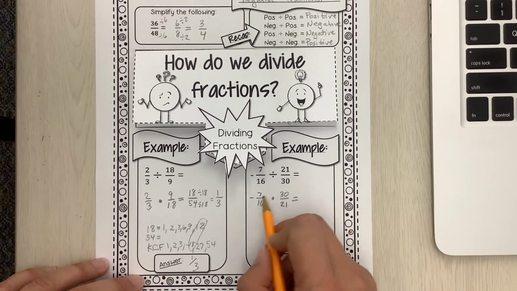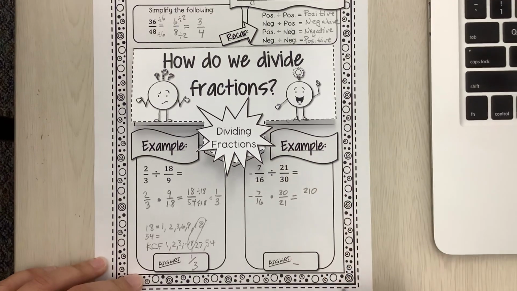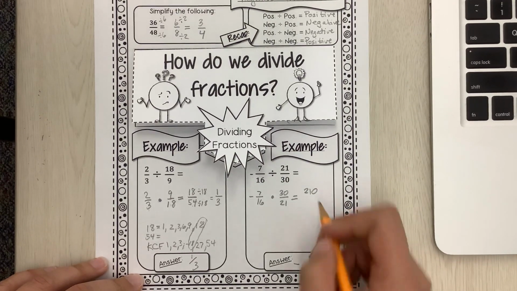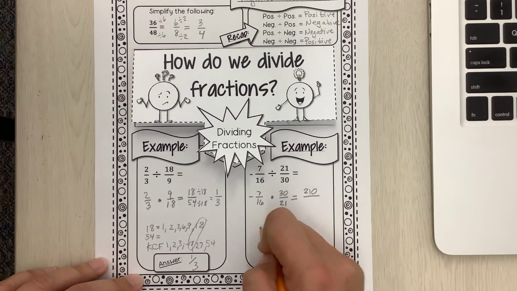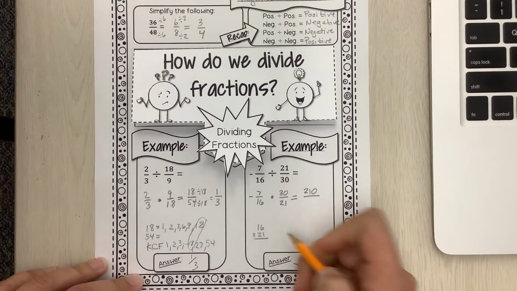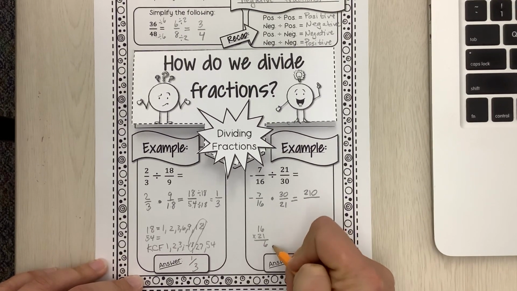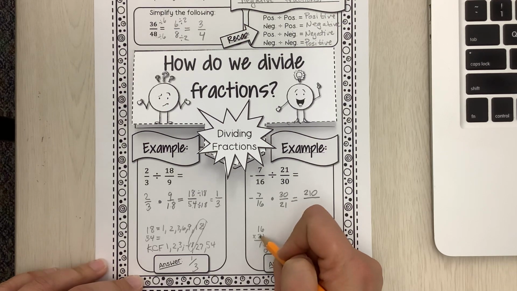7 times 30. Well, I know 7 times 3 is 21, and then I just put that 0 behind it. And then we've got 16 times 21. You could do this one on the side. 16 times 21. 1 times 6 is 6. 1 times 1 is 1. Bring down the 0 as a placeholder so that we can move over to the tens place of that 2.